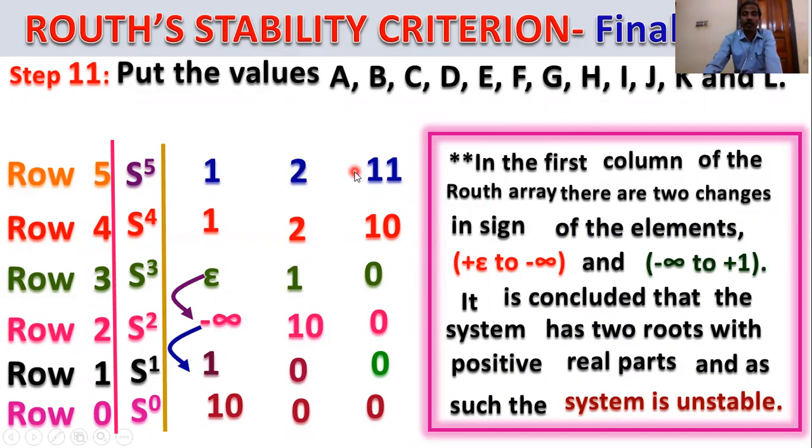This is the Routh final table for the fifth order polynomial equation. It is unstable because of two sign changes, and it is concluded that the system has two roots with positive real parts, and as such the system is unstable.